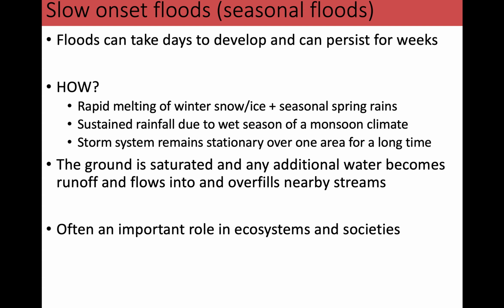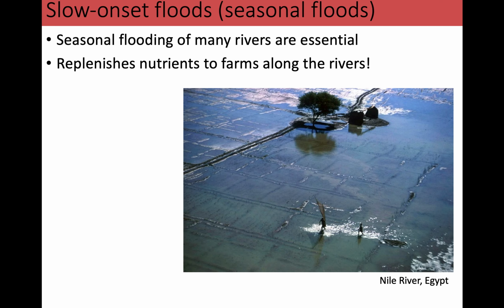So slow onset floods, seasonal floods, are often actually very important for ecosystems and societies because we know to expect them. We can rely on them. Some of the positive things from these floods can be really essential, specifically for farming. A lot of farms are nearby rivers because rivers might have seasonal flooding, and that seasonal flooding will actually bring and replenish nutrients to that farm.